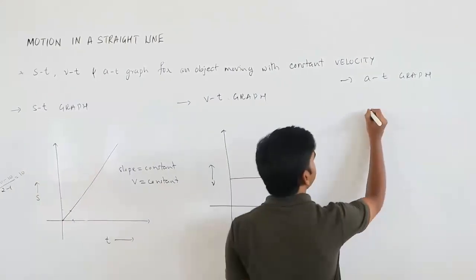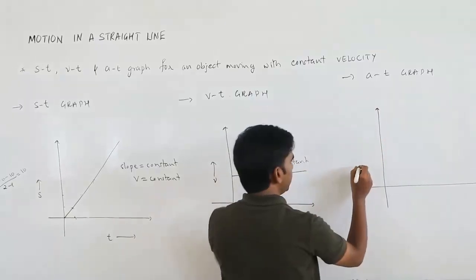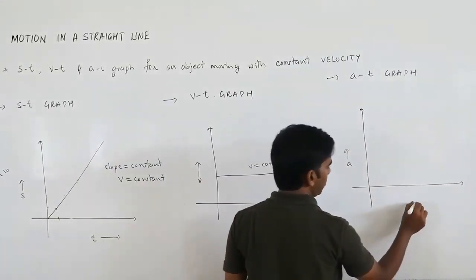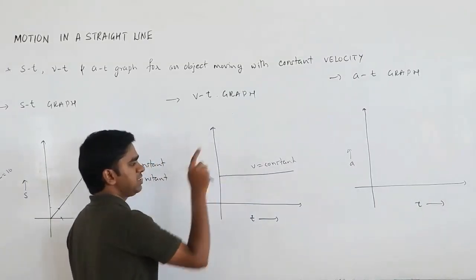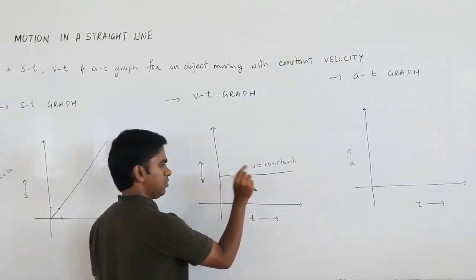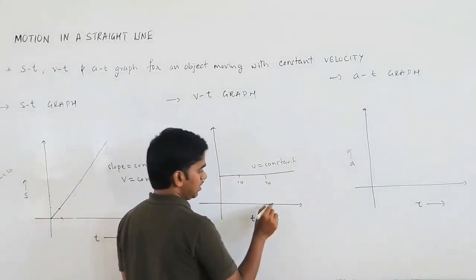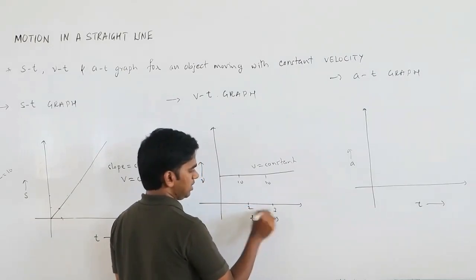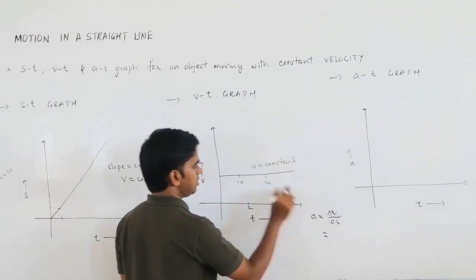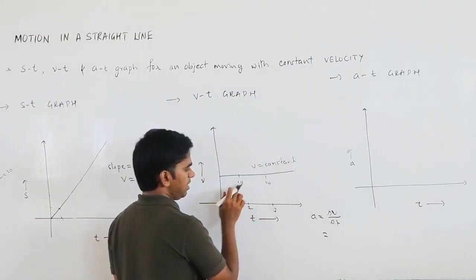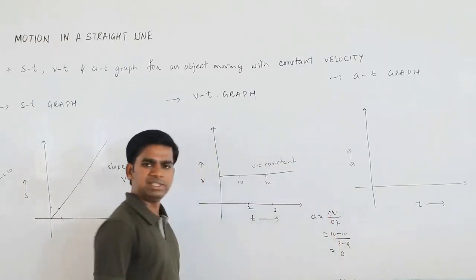What about acceleration? Acceleration time graph. Little have to concentrate here. Acceleration we are taking along y, time we are taking along x. Now if velocity is constant, suppose here also it is 10, here also it is 10. Time you can take 2 and 3. What will happen? Acceleration is change in velocity divided by change in time. So acceleration is final velocity minus initial velocity, 10 minus 10 divided by 3 minus 2. So you will get 0.